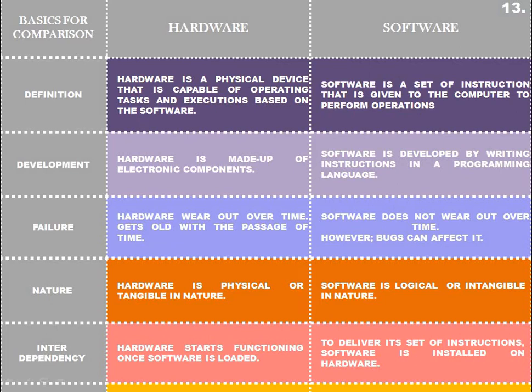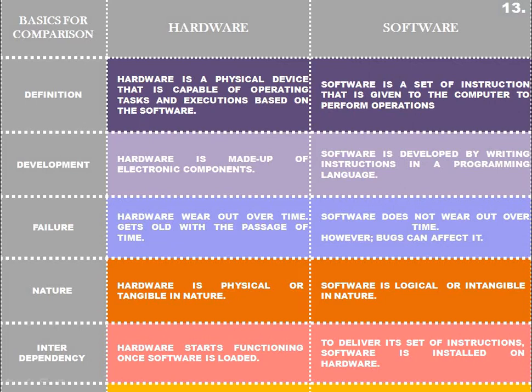Hardware wears out over time, gets old with the passage of time. Over time it can get corrosion due to the moisture in the air and due to dust, etc. While the software does not wear out over time, however, viruses and bugs can affect the software. The software cannot be affected by external stimuli like dust or soil. It can just get affected by the bugs or viruses.